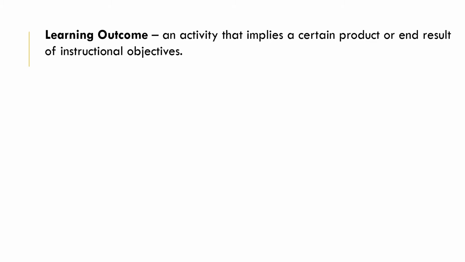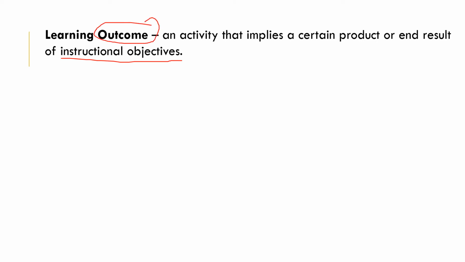So some educators and education students are often confused with learning outcome and learning activity. Okay, but according to the definition, what implies a certain product or an end result of instructional objectives is what we call learning outcome. No? Result siya na tinatawag nating instructional objectives. We call it learning outcome. Klaro naman sa word, no?